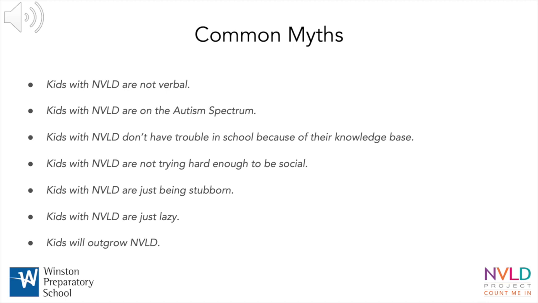And lastly, kids will outgrow NVLD. Neurological in origin, this is not something that is outgrown. In fact, as people with NVLD age, we see increasingly significant deficits in the social-emotional realm. They have pronounced difficulty with social relationships, a key factor in determining whether or not one succeeds in life, as well as continued difficulty with reasoning and comprehension, visual spatial skills, mathematics, and executive functions.